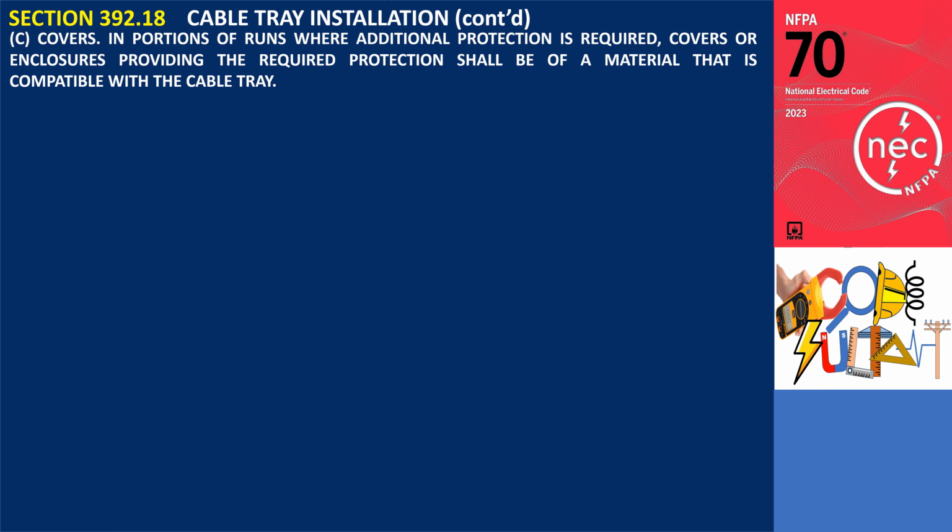Section 392.18c, Covers. In portions of runs where additional protection is required, covers or enclosures providing the required protection shall be of a material that is compatible with the cable tray.